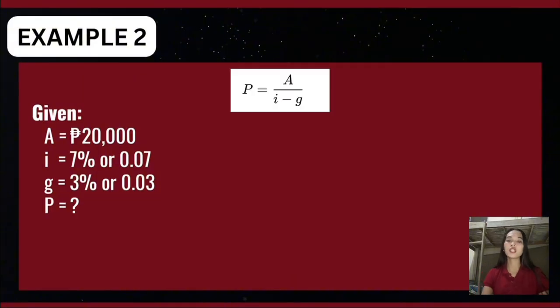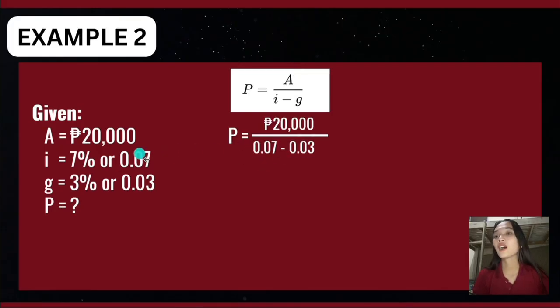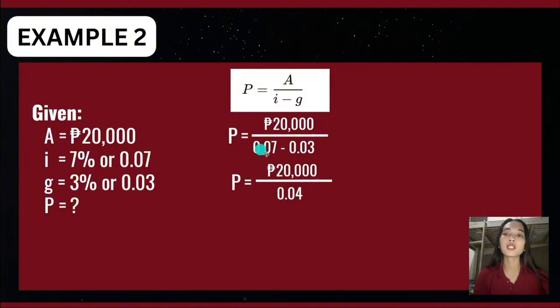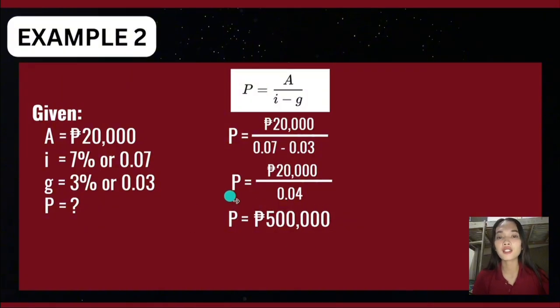So same formula that we used earlier, and then we are going to substitute. So 20,000 over 0.07 minus 0.03, and if we subtract these numbers, it becomes 0.04, and then after that we are going to evaluate 20,000 divided by 0.04, and it becomes 500,000 pesos. So you can manually solve this one, but if you have your calculator, you can use it and try to calculate.